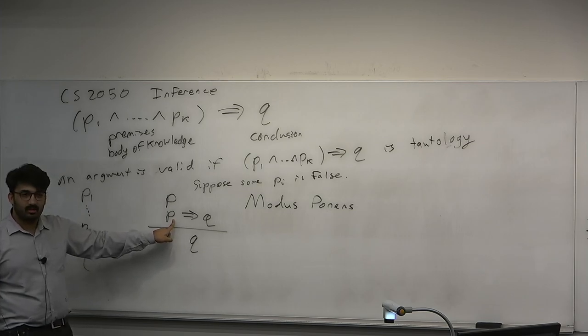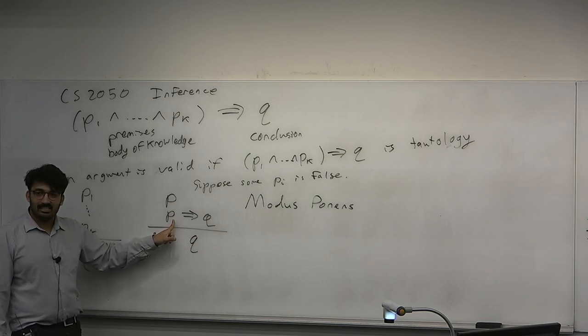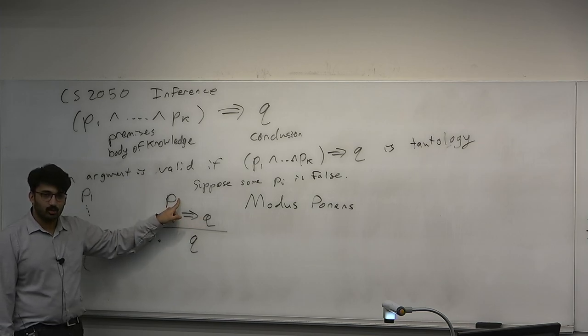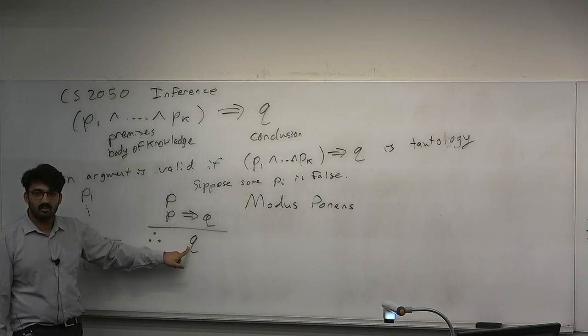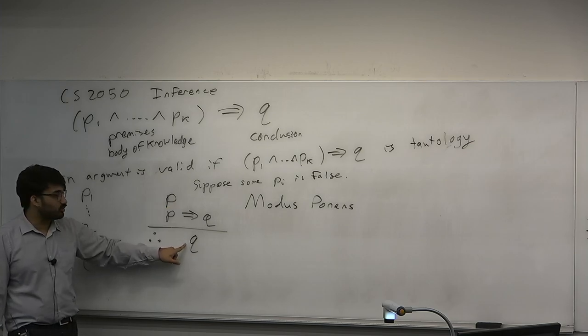Another way I can think of P implies Q is that actions have consequences. Actions have consequences. Action was performed, therefore consequences. That's another way to think about modus ponens. This is a really famous one.